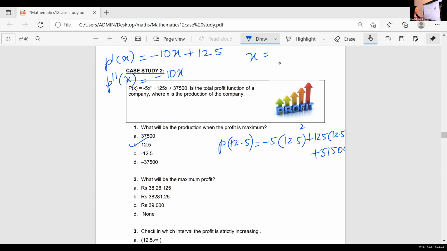What is the maximum profit? Achyut? Second one, what is the answer? Maximum profit.